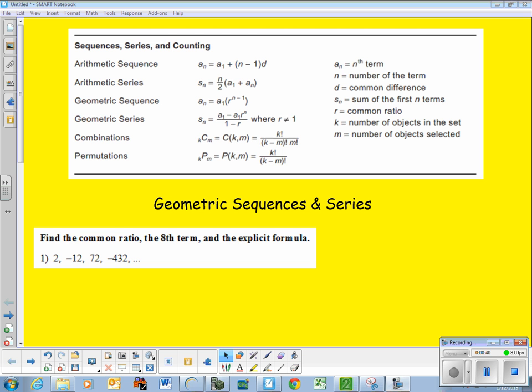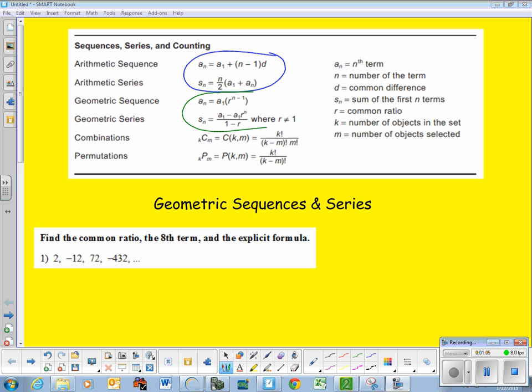I'm going to start with this. This is cut and pasted from the formula sheet that you will get on the day you take your EOC, your end of course exam. We talked about these two in the last video. I believe I used T's in that video because one of the textbooks uses T's. A sub n is the same as T sub n, so don't worry about that. I'll change over to A's starting now because that's what this formula sheet uses.